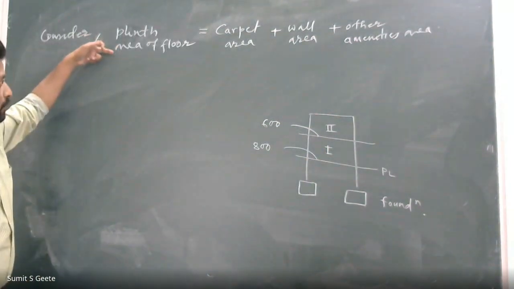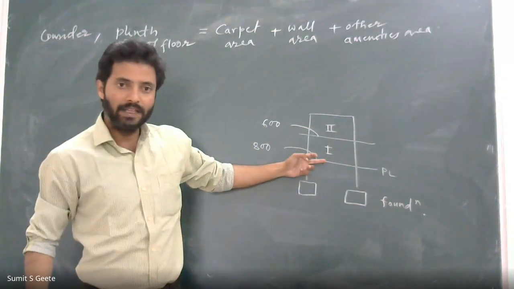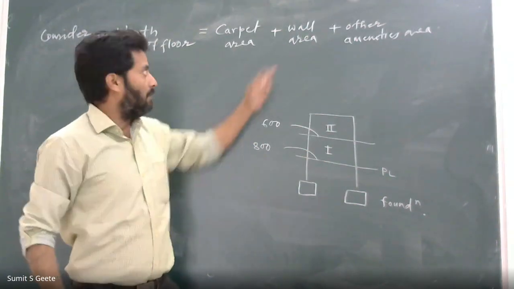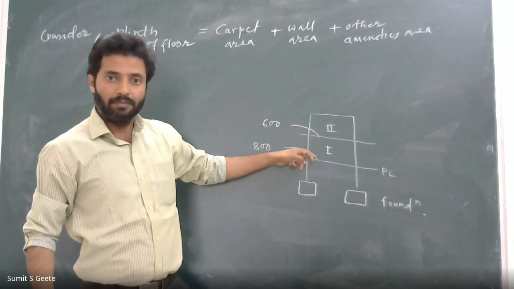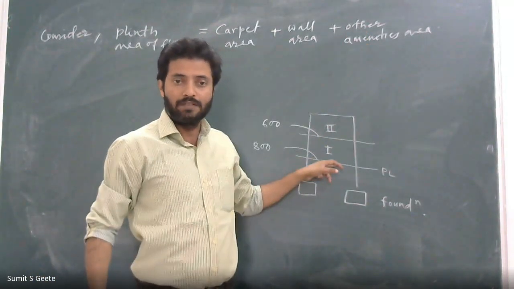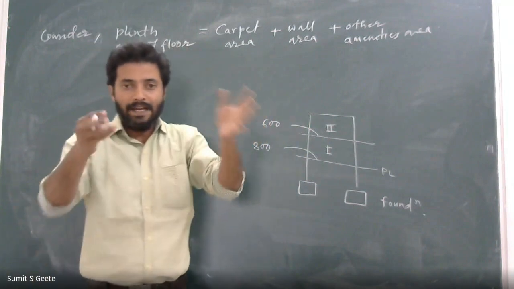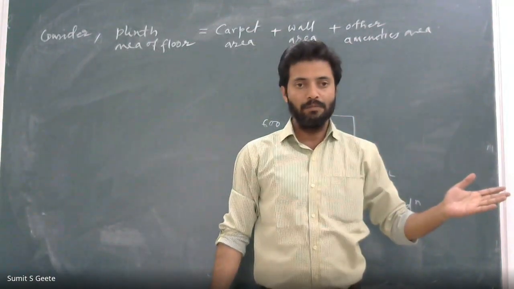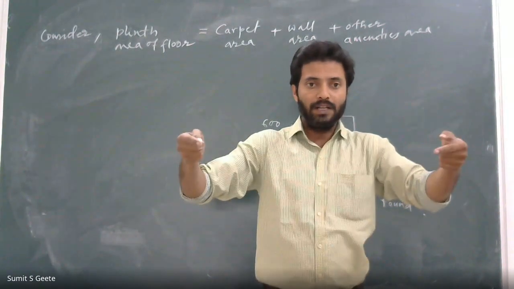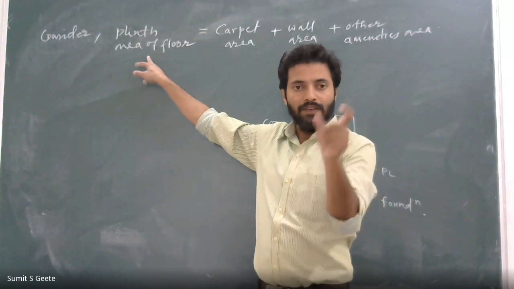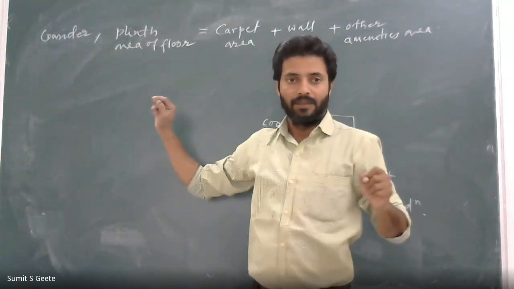So the plinth area of that floor. If I want to calculate the plinth area for this particular floor, then what I will do? I will consider 800. I will consider the wall area pertaining to this floor. I will consider the other amenities area pertaining to this floor. Is it okay? And that area is mentioned in your problem as a percentage, but with respect to what? With respect to plinth area.